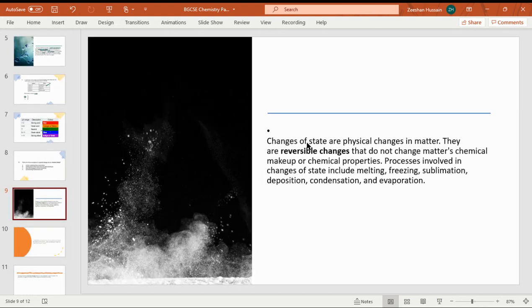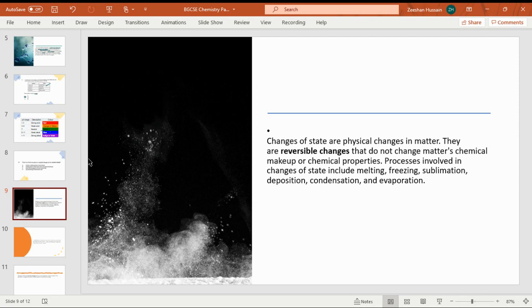Study this. Changes of state are physical changes in matter. Changes of state are physical changes, not chemical changes. They are reversible changes that do not change matter's chemical makeup or chemical properties. Processes involved in change of state include melting, freezing, sublimation, deposition, condensation, and evaporation. These are all physical changes and not chemical changes.